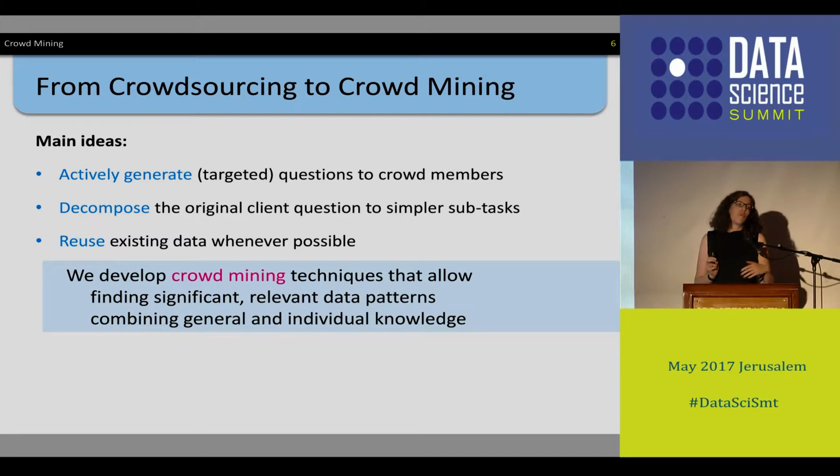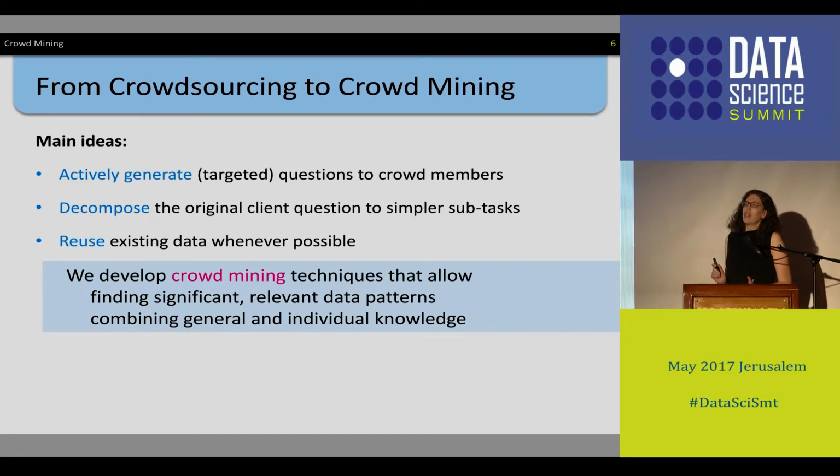Then, whenever we have data that's already recorded, we're going to prefer to use it. The crowd is a very expensive resource in terms of latency, the time it takes us to get an answer from the crowd. Sometimes we pay users for their answers, and they have limited attention span. So in general, we want to reuse existing data as much as possible.